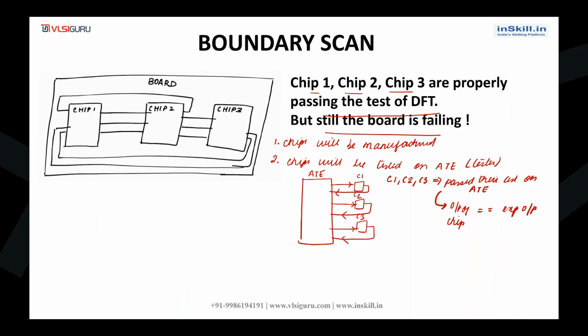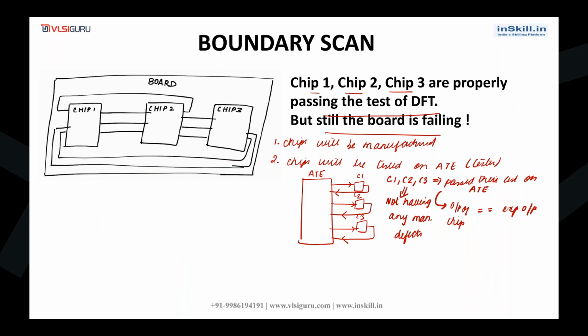It means that chip 1, chip 2, chip 3 are not having any manufacturing defects. Since chip 1, chip 2, chip 3 have passed their test on the ATE, they are not having any manufacturing defects.